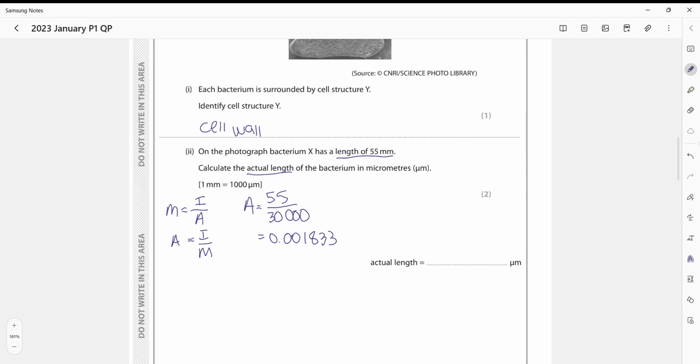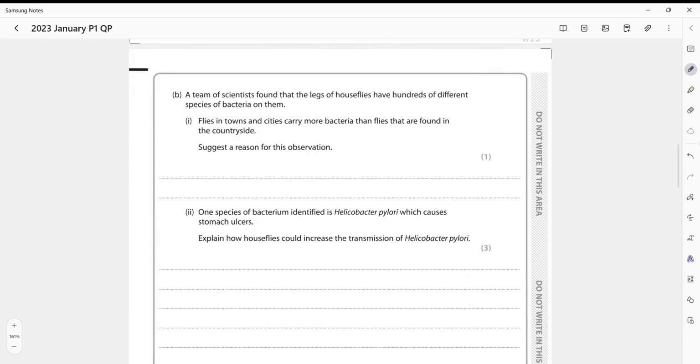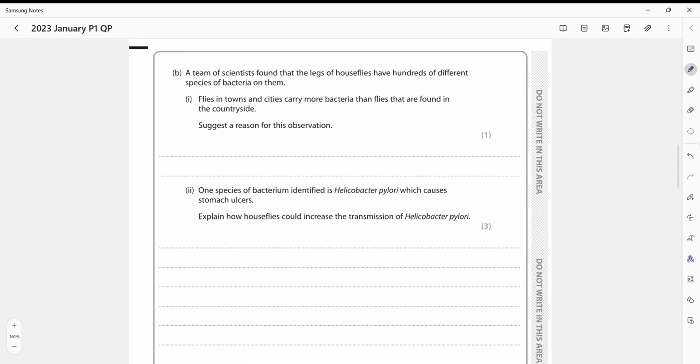0.001833. Now, this is currently in millimeters, but it's actually asking you to specify it in micrometers. And it says here that 1 millimeter equals 1,000 micrometers. So we just need to times this by 1,000. So let's do that. Let's times that by 1,000, and we get 1.83 micrometers. So 1.83. Okay, let's move on to part B.